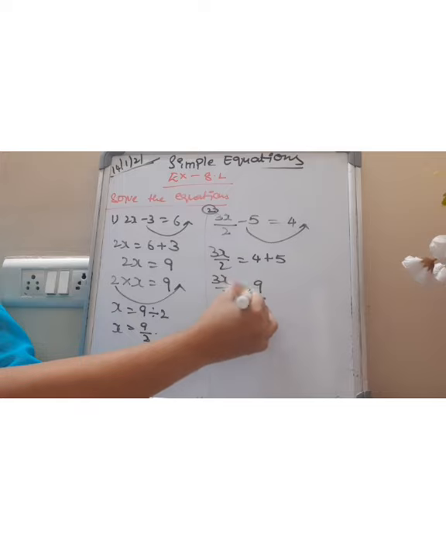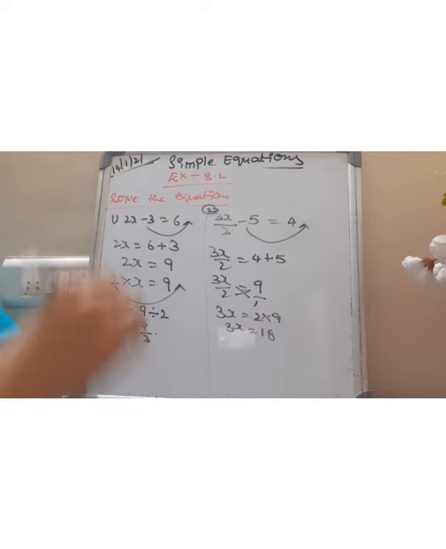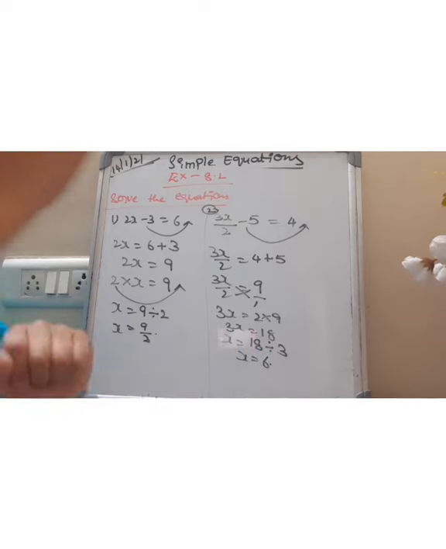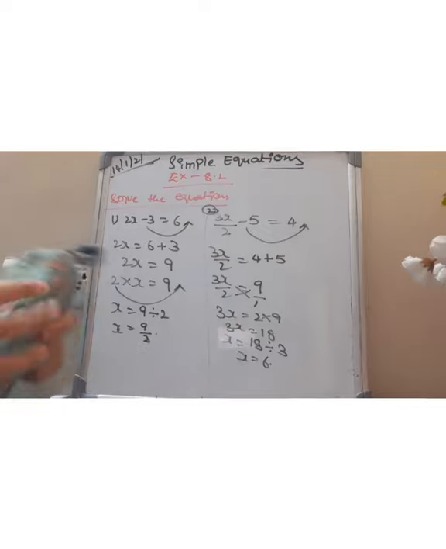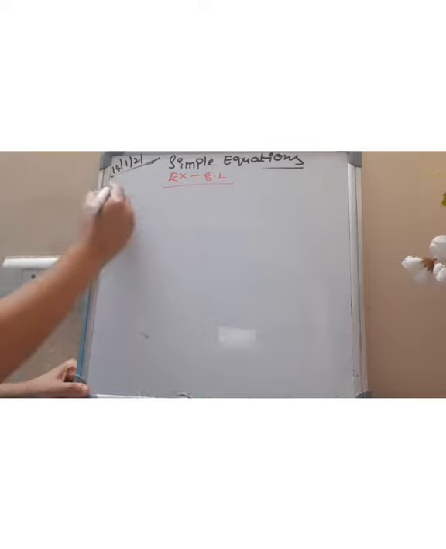Again the same method, go for the cross multiplication. 3x is equal to 2 into 9. 3x is equal to 18. If there is no operation in between 3 and x, we have to consider it as a multiplication operation. So when we send multiplication 3 to the other side, it will become division 3. So x is equal to 6. So we got the answer as x is equal to 6. Am I clear to everyone? Okay? Yes.